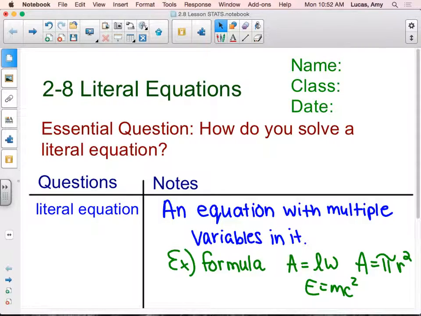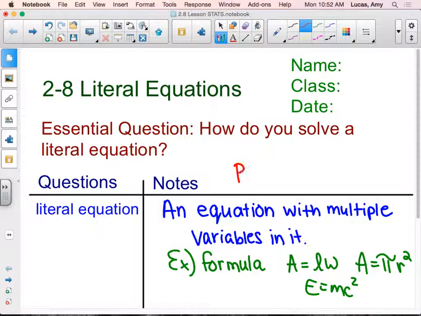Why do you need to learn about literal equations? Well, the main reason is for advanced math and science classes in high school. Chemistry and physics classes in particular, I remember working with tons of literal equations. And the idea was that you could solve those equations for any one of the variables in the equation. That was very important in science class.